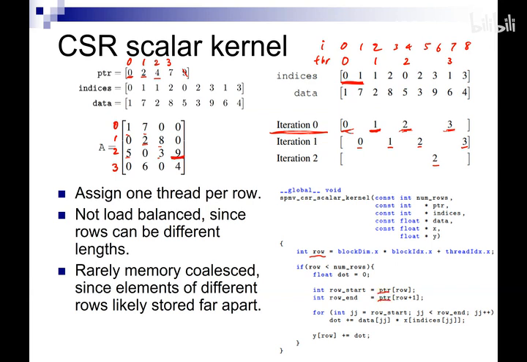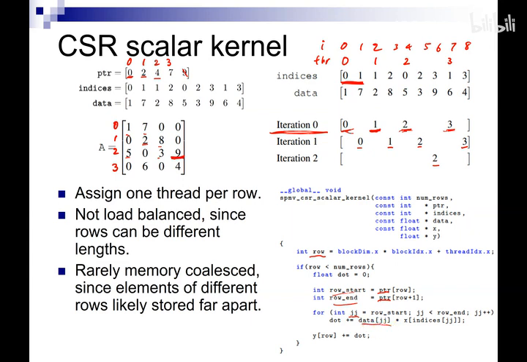Then it's going to figure out where the data for its row is located. Remember that the way you figure that out is to look inside the pointer array. The data for a row is located between pointer of row and pointer of row plus 1. So we're going to have this index that iterates between the start of this row and the end of this row, and then we look in data at this index.